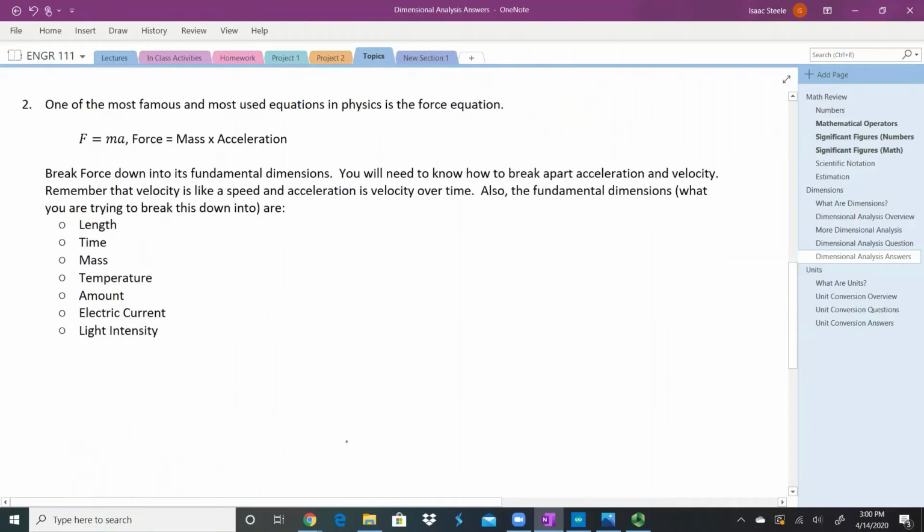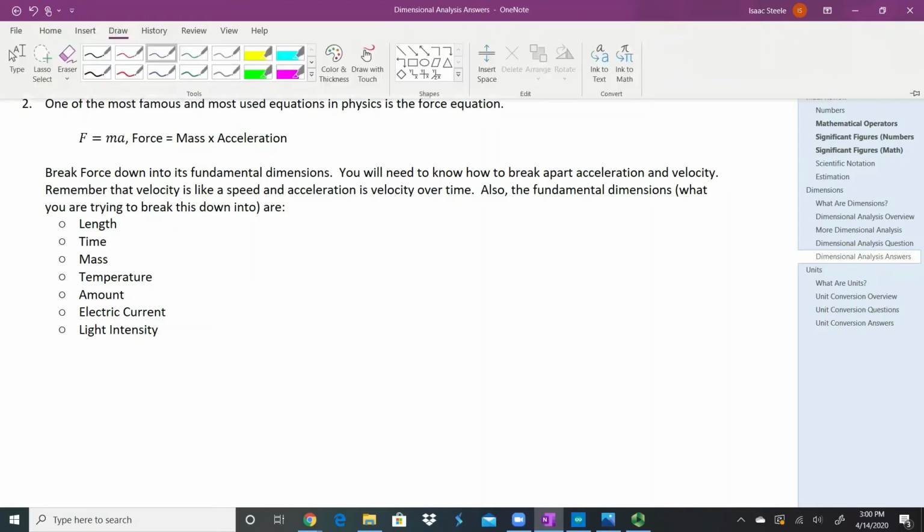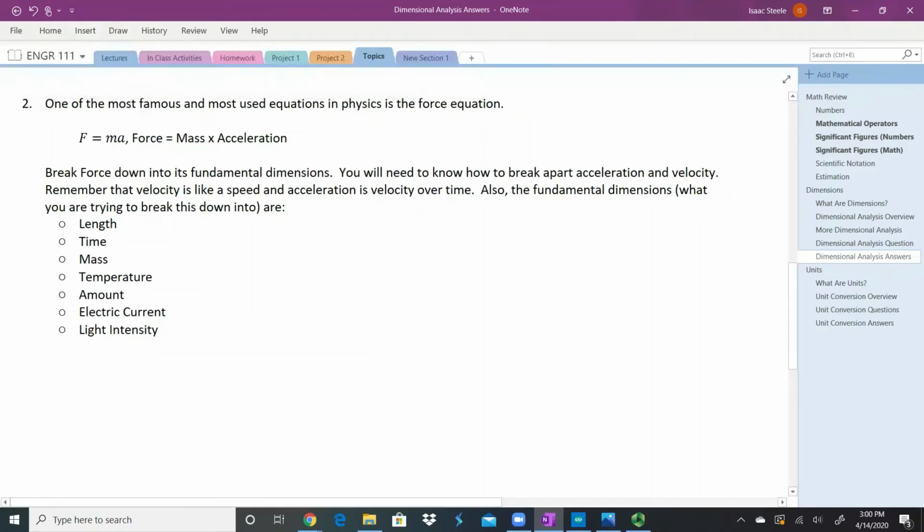All right, so the next one was using F equals ma, the force equation, and breaking it down into its fundamental dimensions. Now, we've done most of this before. We'll work through it quickly here, and if you have questions, we can talk about it in class, or you can go back to some of those other videos where we talked about it a little bit more in depth. But what I have is I'm going to rewrite my equation.